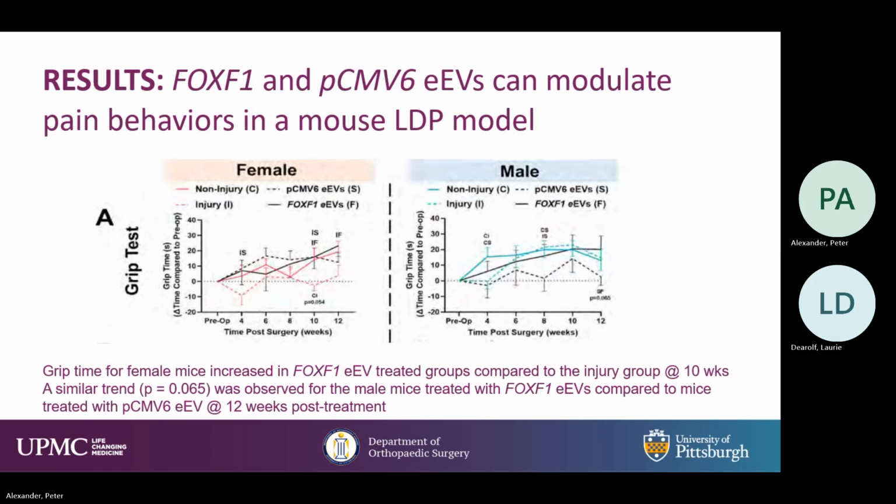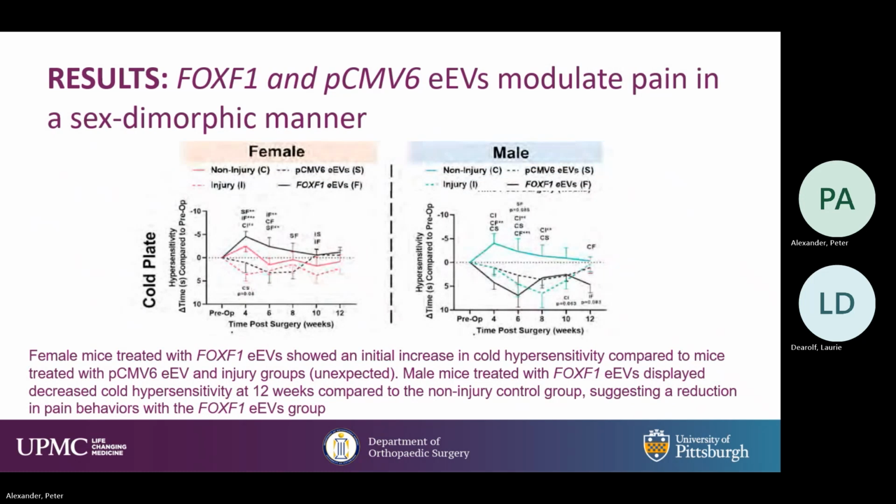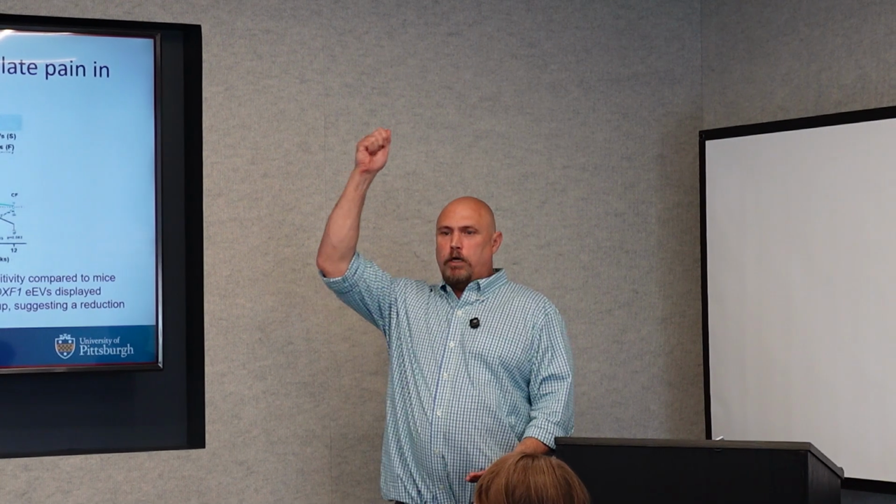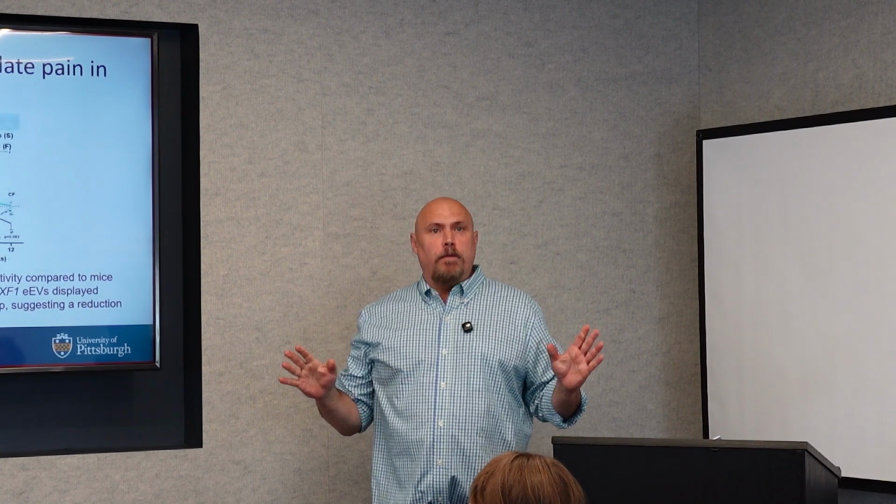And then it seems like the FOXF1 cells are improving things. Some behaviors, like here, cold hypersensitivity. So what is this test? We've got a cold plate. We're going to drop the mouse down on it, and we're going to film it for a minute.